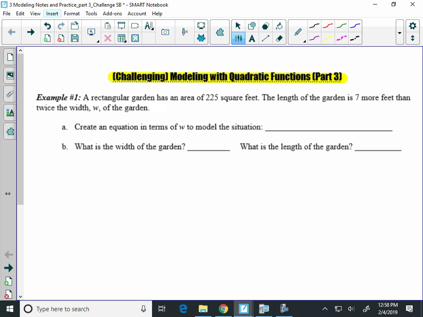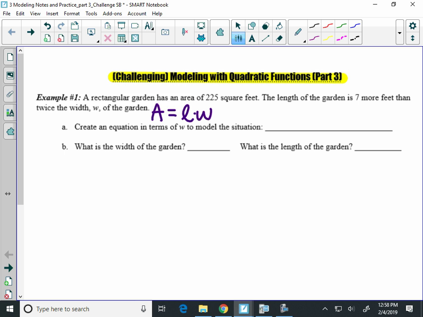We have a rectangular garden. We're looking at the area. So first of all, what's the area of a rectangle? Length times width. We'll call it length times width, because we're going to write everything in terms of width. So you need to know that the area of a rectangle is length times width.